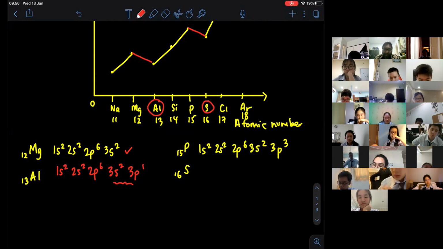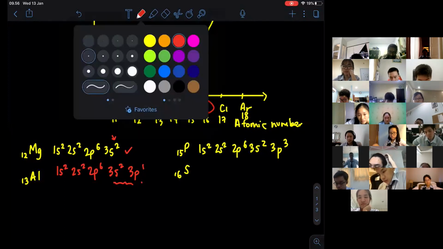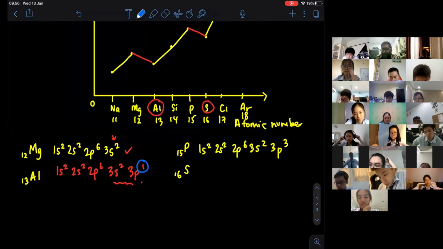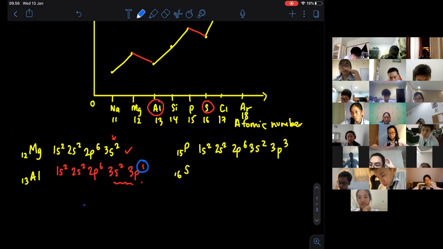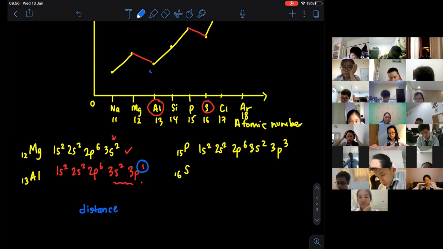Because it is slightly further from the nucleus, the attraction of the nucleus towards this electron is weaker compared to the attraction towards the 3s electron. Therefore, it is easier to remove this particular electron. So what is the explanation? In simple terms, it is distance. So this one is done.